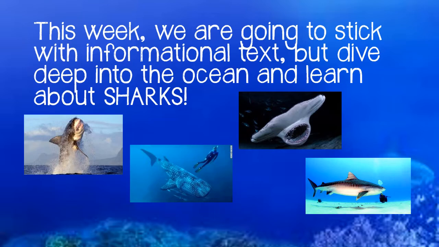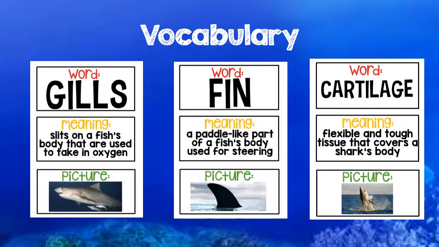This week we are going to stick with informational text, but dive deep into the ocean and learn about sharks. In order for us to understand our best, we have some vocabulary words that we need to understand. The first word is gills, which are slits on a fish's body that are used to take in oxygen. You can see the gills on the shark right here on the side of his body.